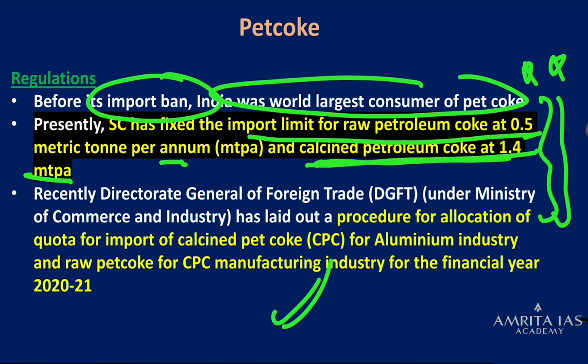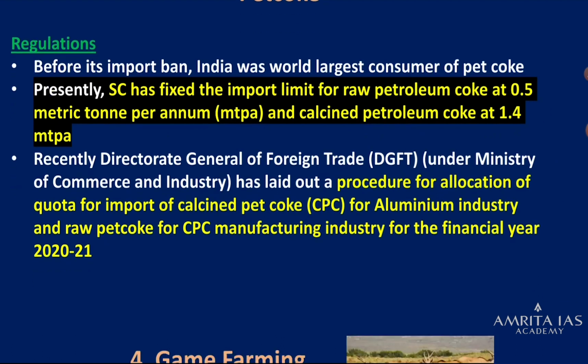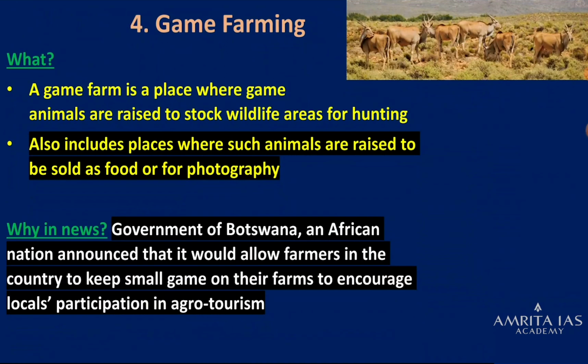And recently, why is it in the news? Because the Director General of Foreign Trade has laid out a procedure for the allocation of the quota for pet coke for the aluminum industry and for the manufacturing industry. Okay, so this much you need to remember. From the environment point of view, you need to know the properties of pet coke, where it is being used, what these properties are, ash content, sulfur content, volatile matter content, and why it has been creating problems for the environment, because of which such a decision has been taken.